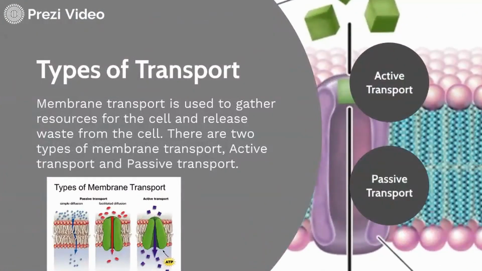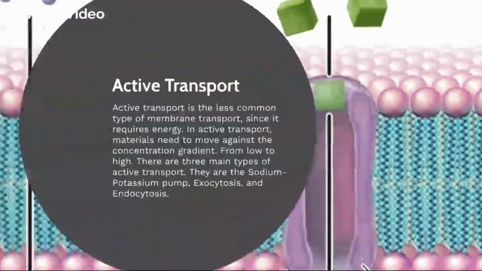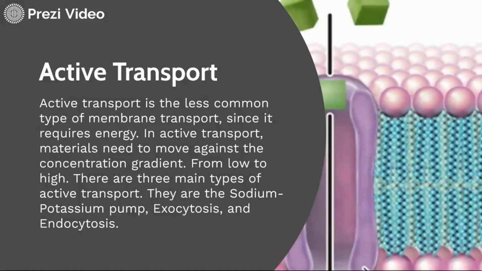Membrane transport is used to gather resources for the cell and release the waste made from it. The two types of membrane transport are active transport and passive transport. Active transport is the less common type of membrane transport.